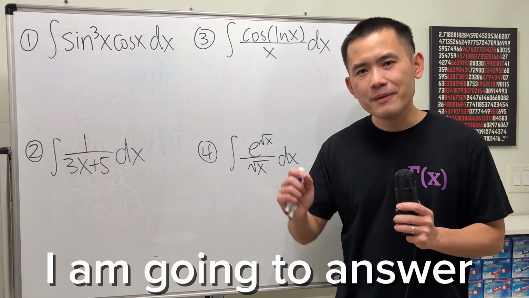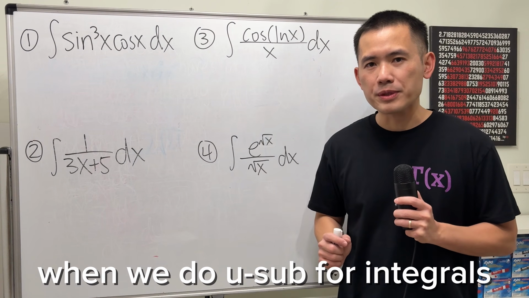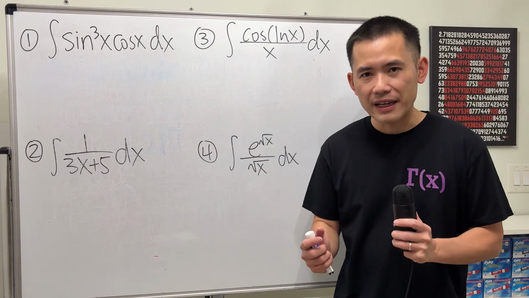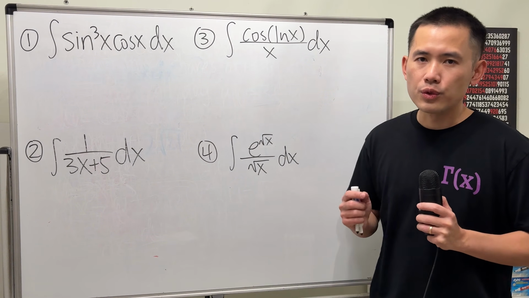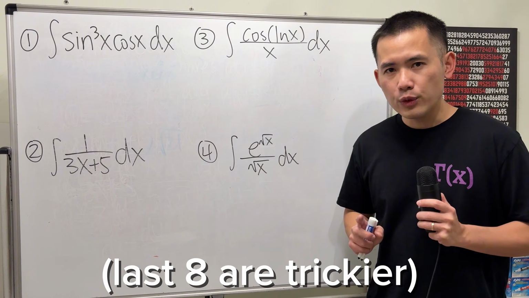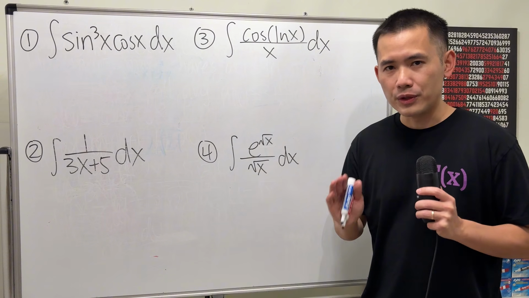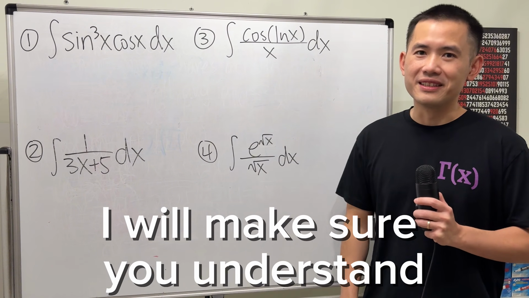Today, I'm going to answer the biggest question when we do u substitutions for integrals. That is, how do we choose the u? In this tutorial, I'll give you a total of 20 examples, and the last 8 questions are going to be trickier, but don't worry, I will make sure you guys understand.